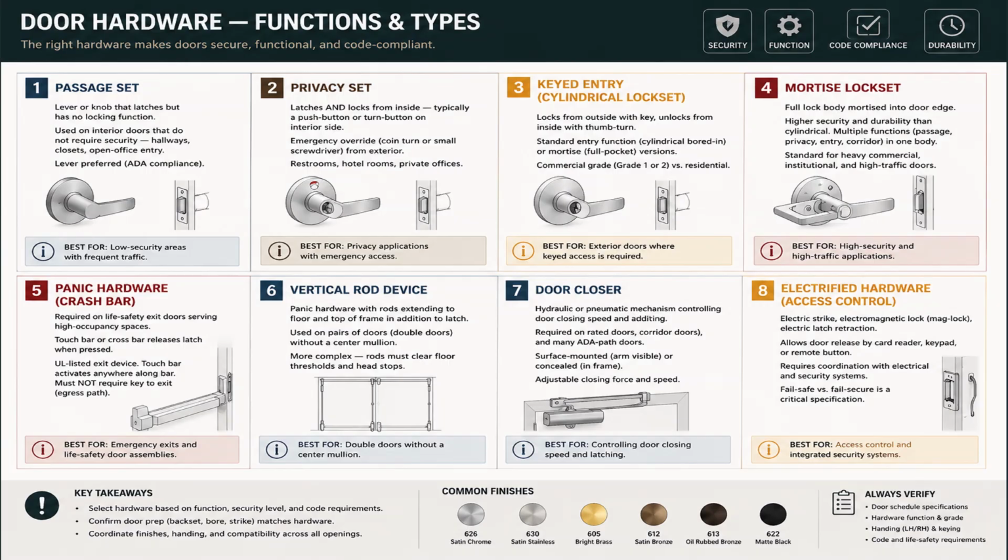And here's a key safety distinction. Fail-safe versus fail-secure is a critical specification. Fail-safe unlocks on power loss, used where egress must always be possible. Fail-secure stays locked on power loss, used for security. Choosing the wrong one is a life safety problem. Best for access control and integrated security systems.